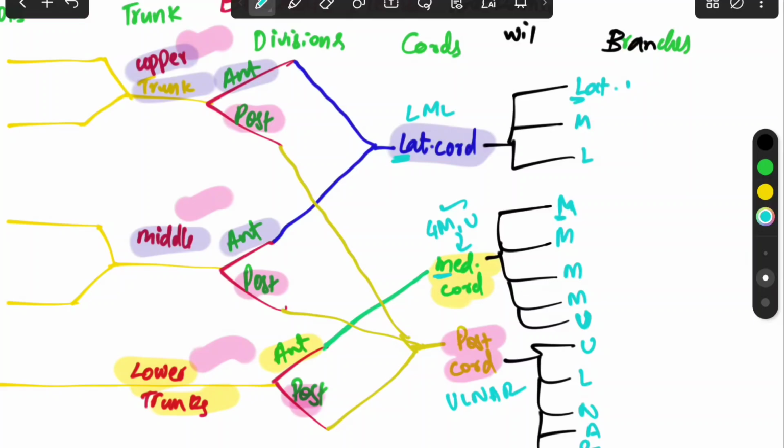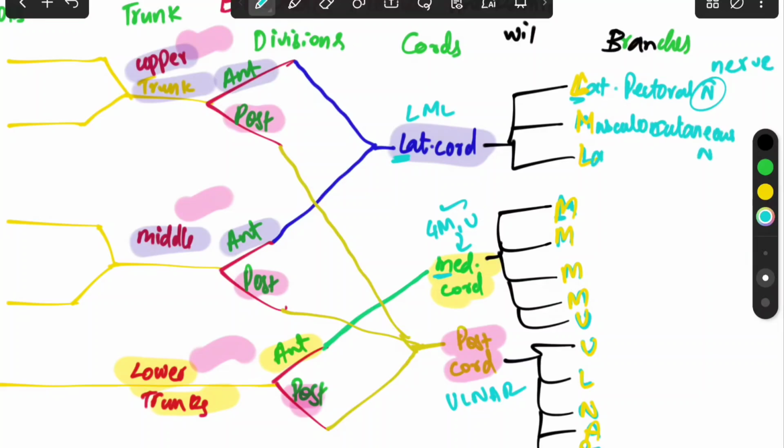The first L is the lateral pectoral nerve. Wherever I write N, it is nothing but nerve. So this first L is the lateral pectoral nerve. Now, this M is the musculocutaneous nerve. And this L represents the lateral root of the median nerve.